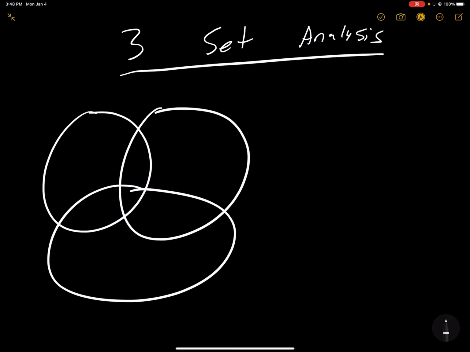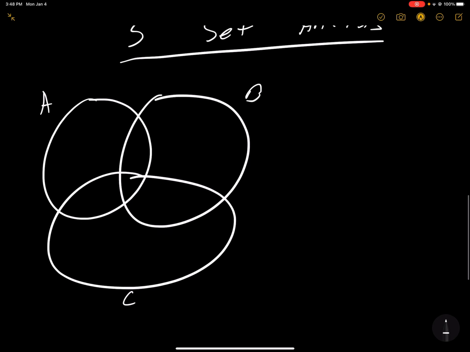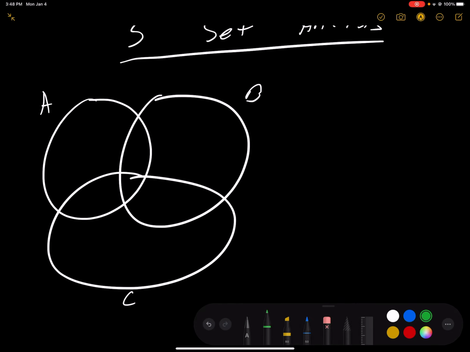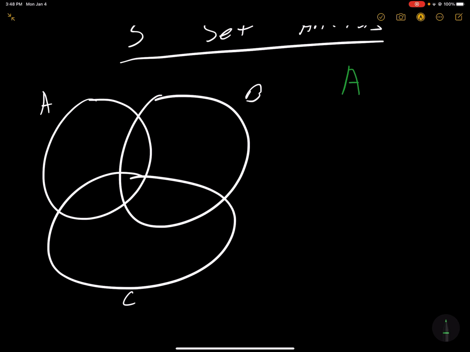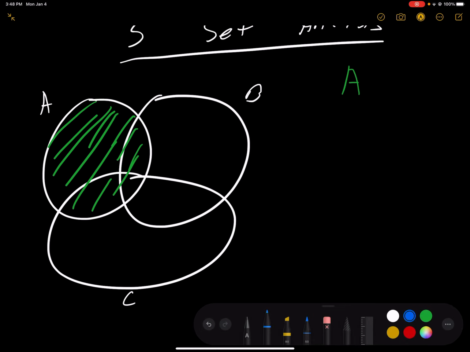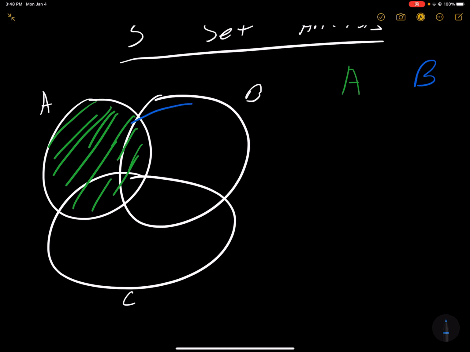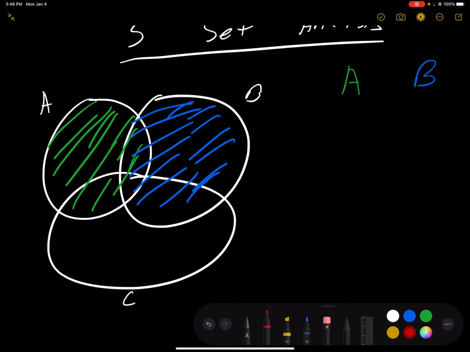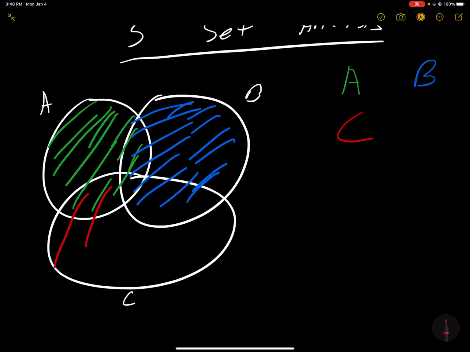So a three-set Venn diagram is just when you have three sets. In this case, I have A, B, and C. And remember, the universal set is on the outside. So for example, if I wanted set A, I'll write A in green, and then I'll color in set A. Set A is right here. And then let's find set B in blue. Set B is everything in set B. And set C is everything in set C.